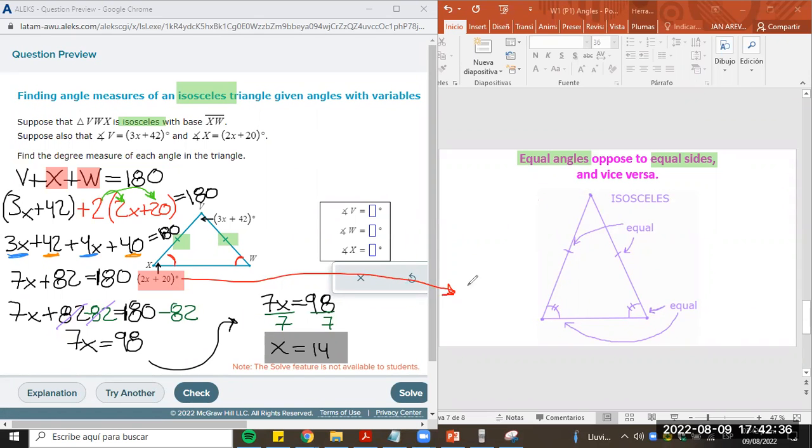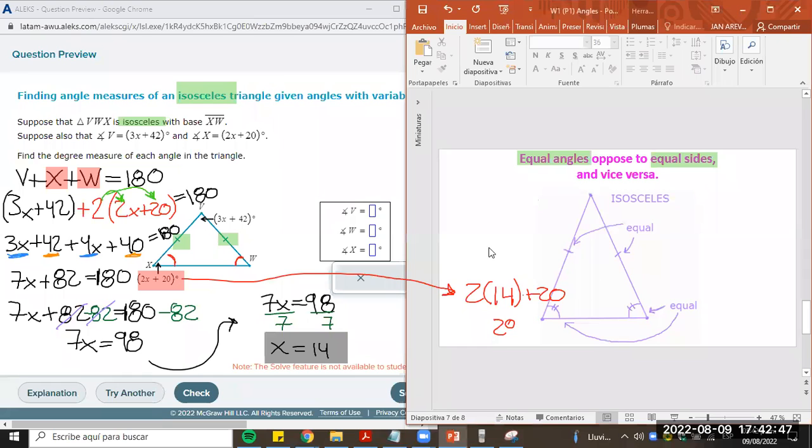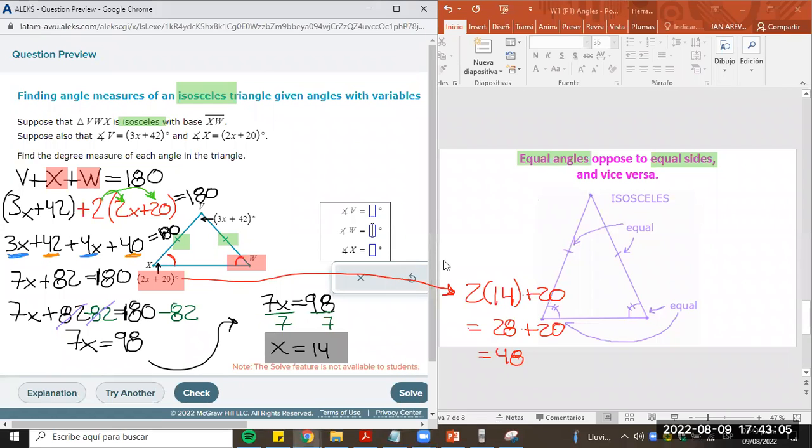So 2 times 14, because x is 14, plus 20, that is 28 plus 20. Okay. 28 plus 20, that is 48, right? That's the value of x, and that is also the value of w. So I'm going to write those down already, 48 and 48.